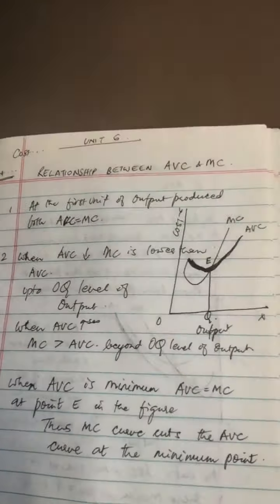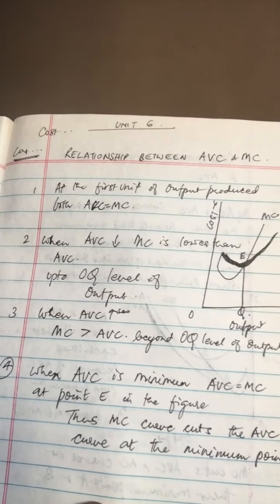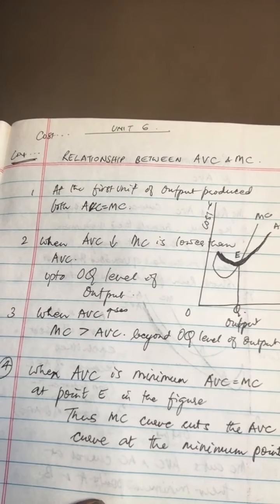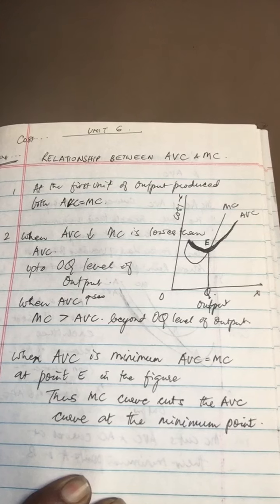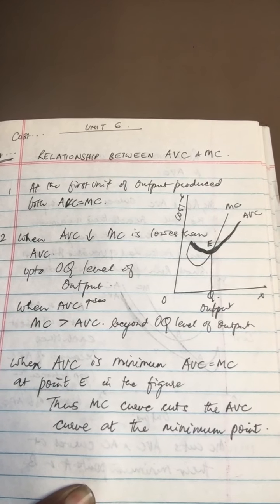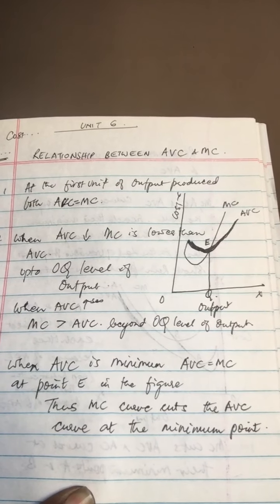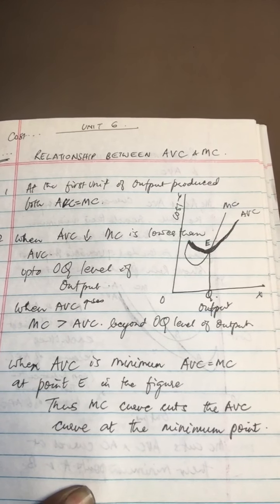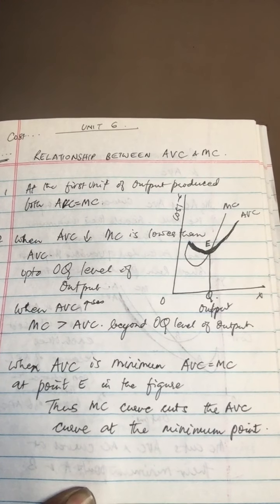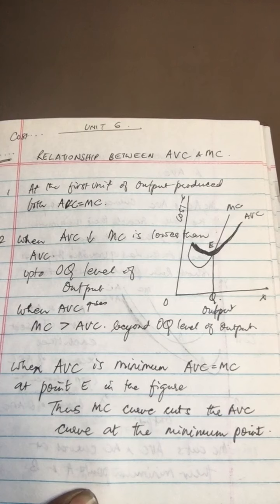So welcome to my class, and in this we're going to do the relationship between AVC and MC. So here, look at this. This is the diagram that is here. So again, when average variable cost falls, marginal cost is lower than average variable cost. You can see that in the figure.